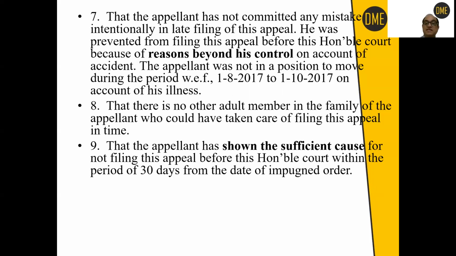Now appellant says he has shown sufficient cause for not filing this appeal before this honorable court within a period of 30 days from the date of impugned judgment. You know what is impugned order or impugned judgment? That is order or judgment under challenge. The Civil Judge Senior Division, that is trial court, has dismissed your suit of specific performance of contract. So that order is an impugned order which you are going to challenge in this appeal.